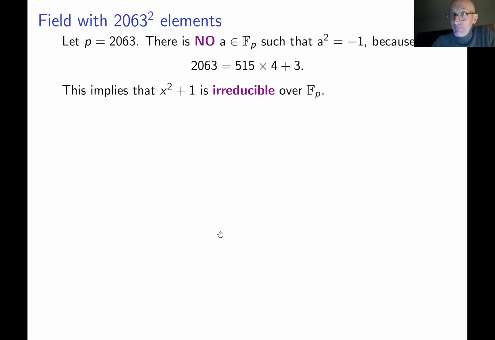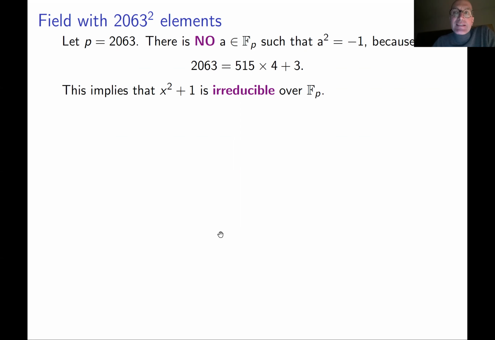You take p prime to be 2063. It's a prime. You can check it's a prime. Then you can observe that there's no element in F_p, this field consisting of p elements, such that a squared is minus 1. Basically, if you want to solve the equation a squared equals minus 1 in F_p, there's no solution. How to check it? The simplest way, you run a simple computer program and you check every element in F_p. If you take its square, you never get minus 1. In this case, minus 1, of course, is 2062.